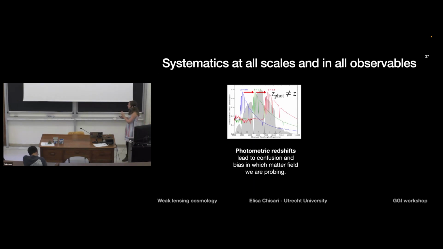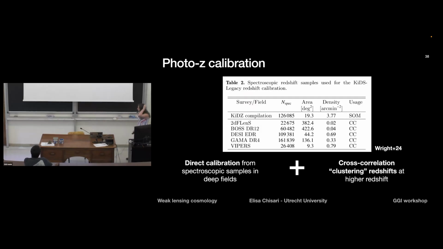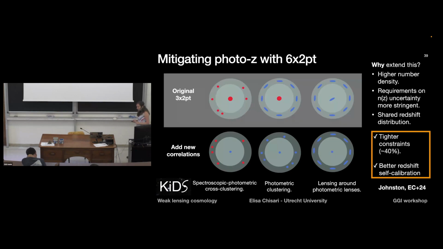Okay, so last is photometric redshifts. Photometric redshifts lead to confusion and bias with respect to which matter field you're probing. So normally we try to solve this by calibrating them, either with direct calibration from deep spectroscopic samples or cross correlations at higher redshifts. So this is the compilation we use for KiDS, for example. But I'm going to propose something slightly different this time.